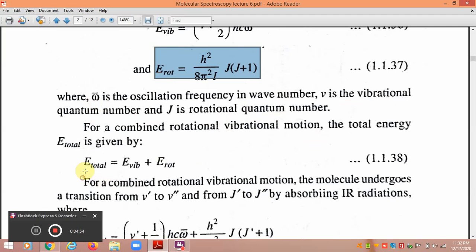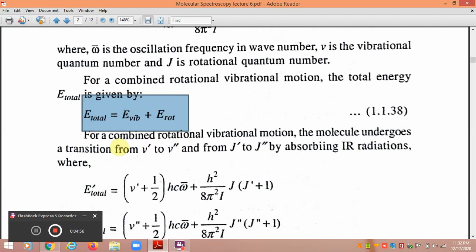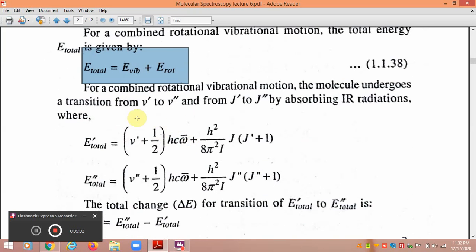So in order to obtain the total energy of this vibrating rotor, which is the sum of the vibrational and the rotational energy, we will consider transition from V single prime to V double prime and J single prime to J double prime, by putting the values of V single prime, J single prime and V double prime, J double prime.